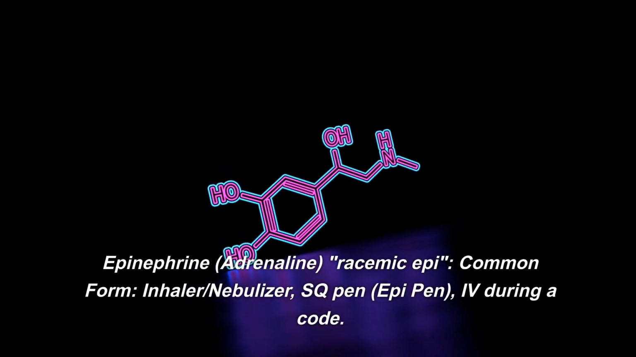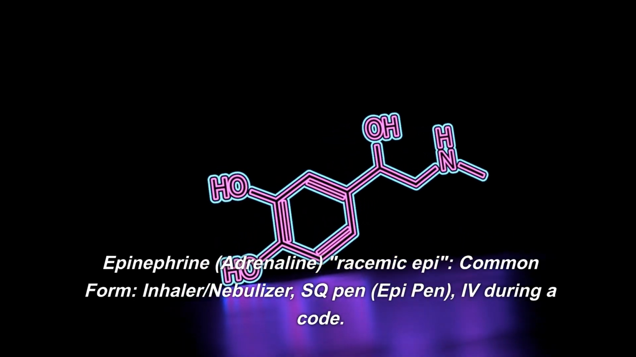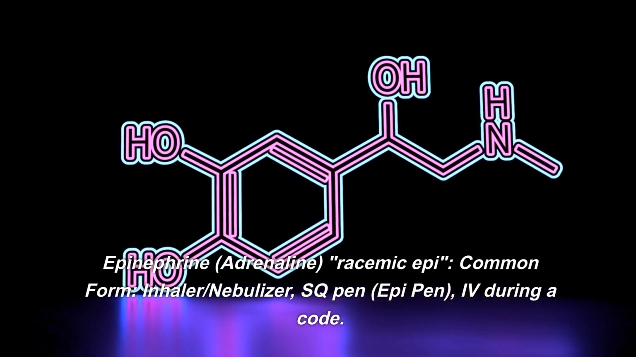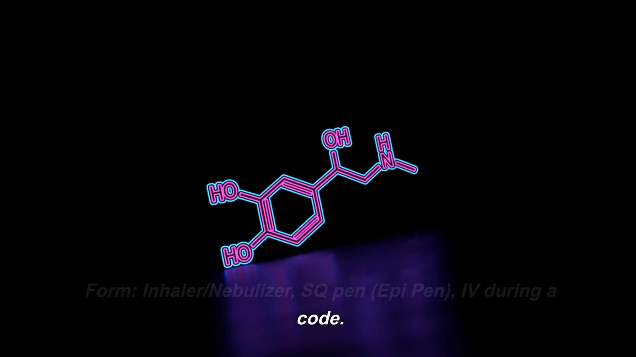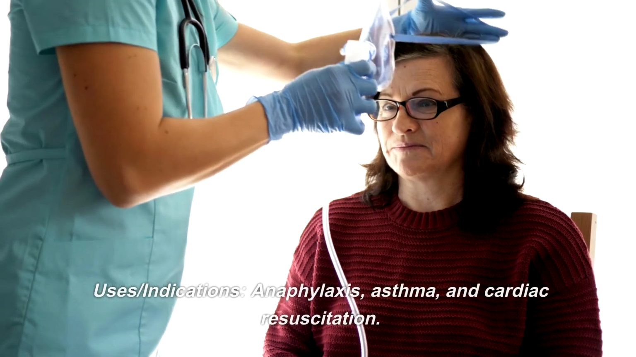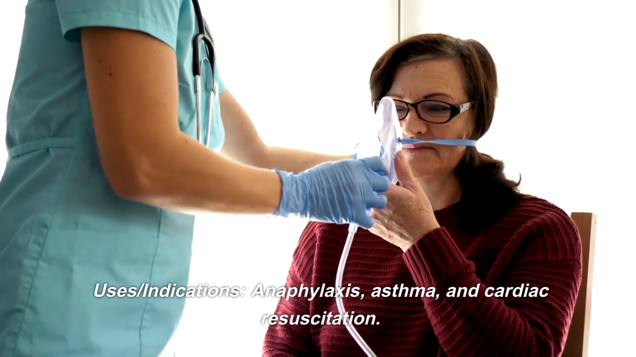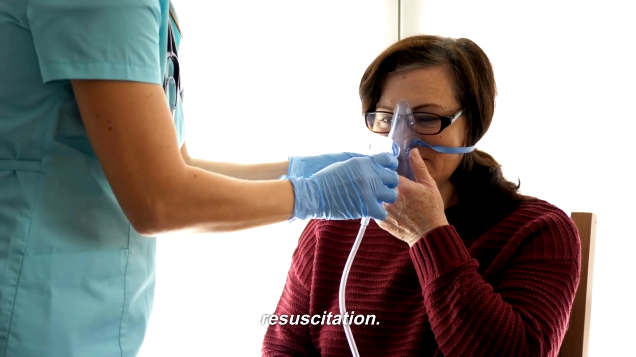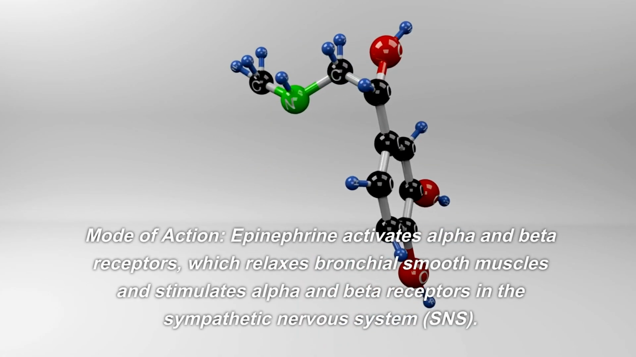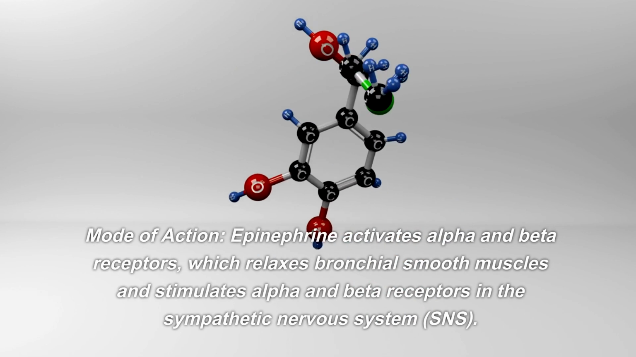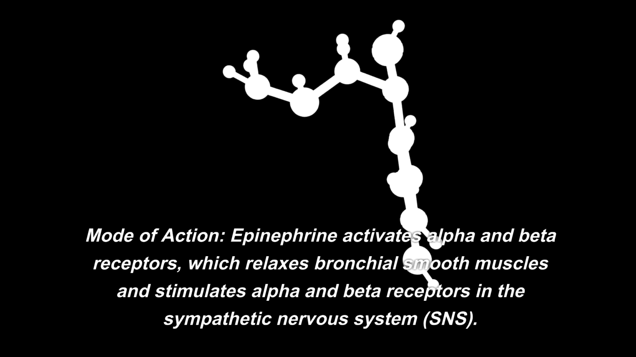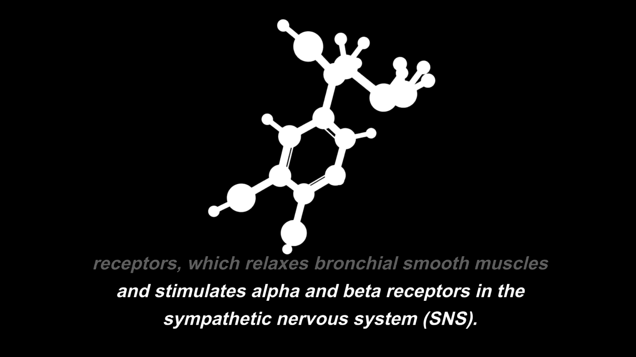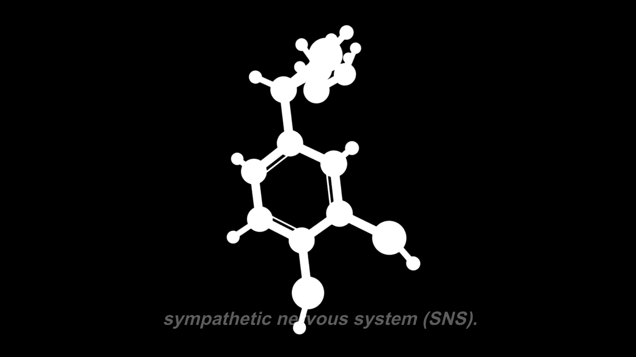Epinephrine, adrenaline, racemic EPI, common form: inhaler, nebulizer, SQ pen, EPI pen, IV during a code. Uses, indications: anaphylaxis, asthma, and cardiac resuscitation. Mode of action. Epinephrine activates alpha and beta receptors, which relaxes bronchial smooth muscles and stimulates alpha and beta receptors in the sympathetic nervous system, SNS.